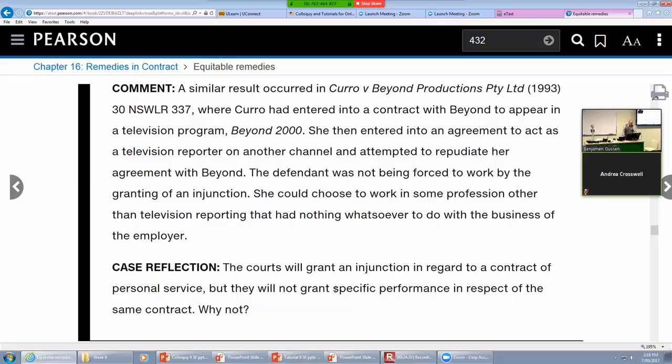Okay, let's go to the reflection. The courts will grant an injunction in regards to a contract of personal service, but they will not grant specific performance in respect of the same contract. Why not? So we said that you have to look at this fork of injunction and specific performance. Why would the court give an injunction if the contract is for personal service?